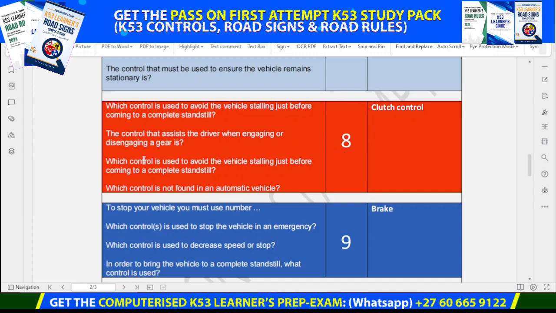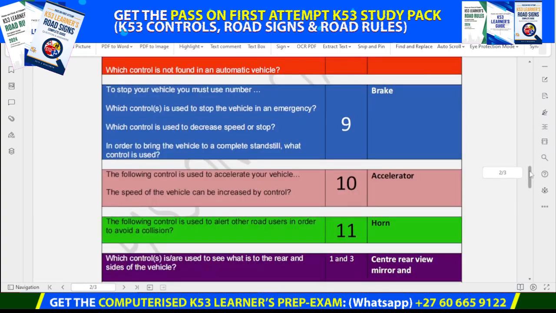If the question says which control is used to avoid the vehicle stalling just before coming to a complete stop, it seems like a repeat of the earlier question, but that is also control 8. Now if the question says which control is not found in an automatic vehicle, that is also control 8. We don't have the clutch in an automatic vehicle, right? Then let's look at control 9.